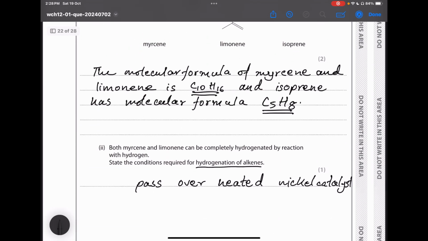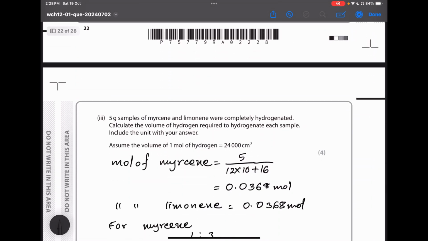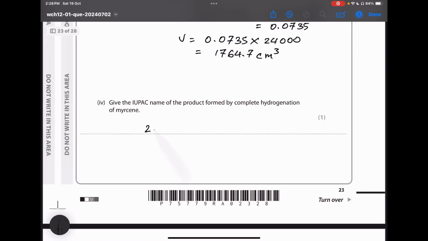Let's give the IUPAC name of the product formed by complete hydrogenation of myrcene. Now you see, if we go back here, the double bonds are going to vanish. If the double bonds are vanished, the product that we are left with is just this. So we have 1, 2, 3, 4, 5, 6, 7, 8. So there are two methyls at 2 and 6. So it is going to be 2,6-dimethyloctane. So let's write it down. 2,6-dimethyloctane. Okay.